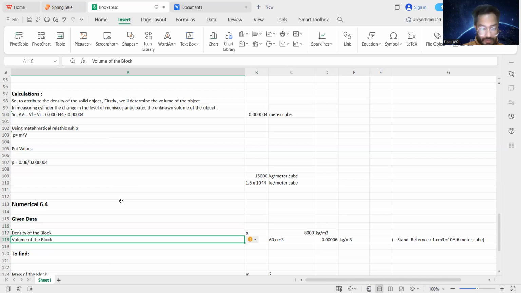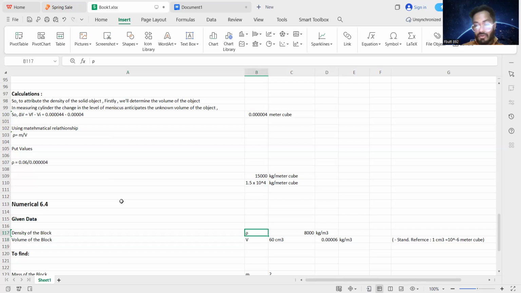So here, a block of density 8 multiplied by 10 to the power 3. 8 multiplied by 10 to the power plus 3 means 3 zeros after 1, which means 1000. So whenever we multiply 8 with the factor of 1000, it will be converted into 8000. So the density of the block is denoted by the Greek letter rho, and it is equivalent to 8000 kilogram per meter cube.